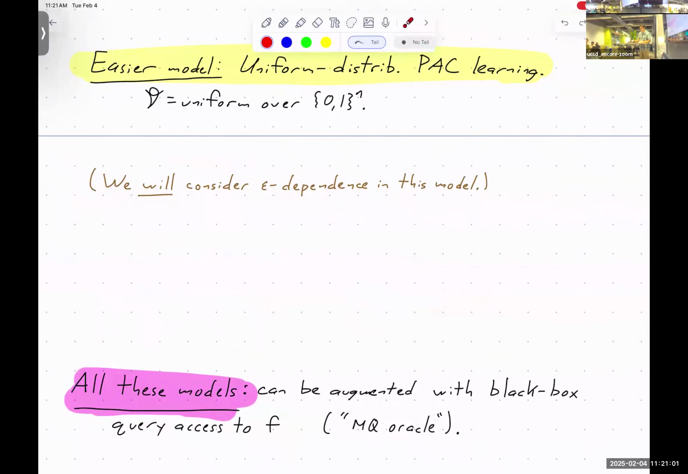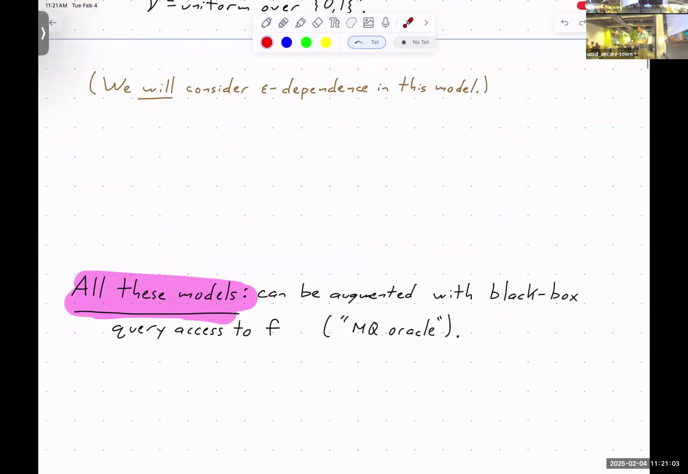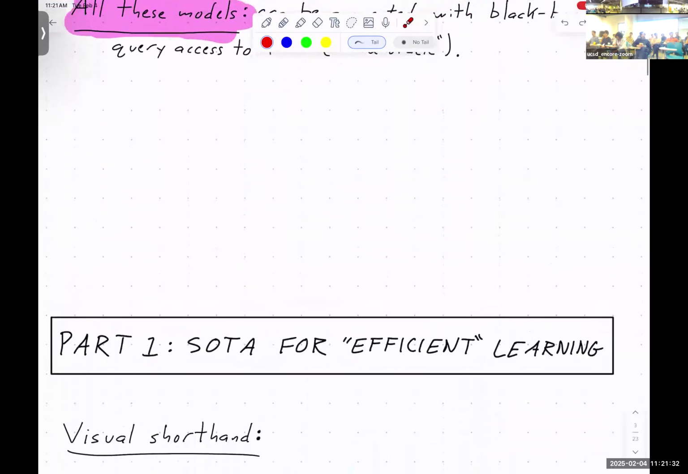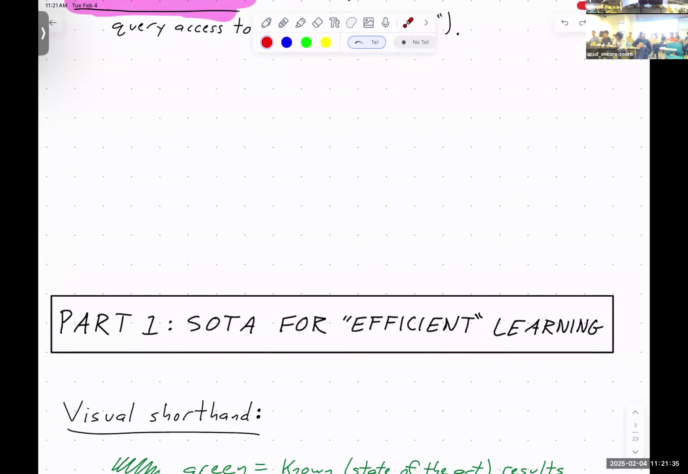Okay, we're almost done with part zero. The last thing to think about, because we talked about this in various settings, is all these models: the uniform distribution model, the regular PAC model, the online model. If you want, you can give the learner more power by saying you get black box access to the function. You can make so-called membership queries. Instead of getting a random example, pressing the button, or getting a counterexample to your current hypothesis, you can say, I really want to know what is f of this particular point that I'm choosing. So you're strengthening the model, and we'll see that known results typically become stronger when you have that kind of additional power. Okay, so we're up to part one, state of the art for efficient learning algorithms.